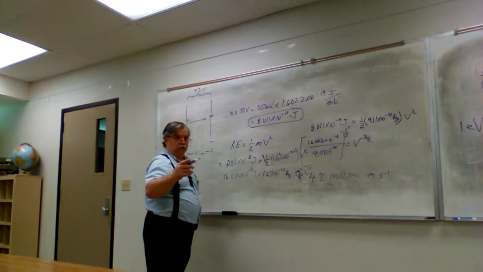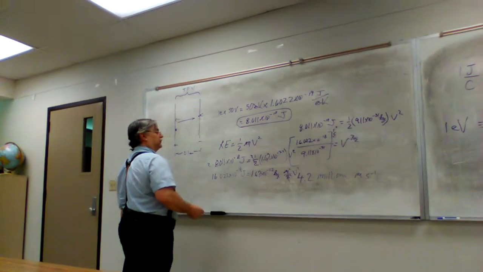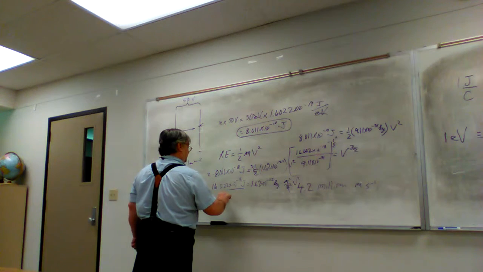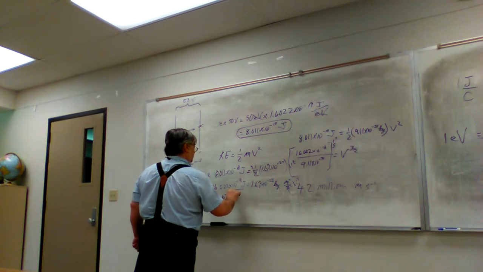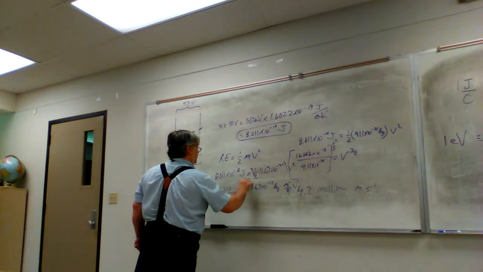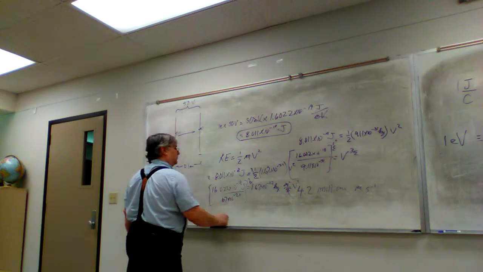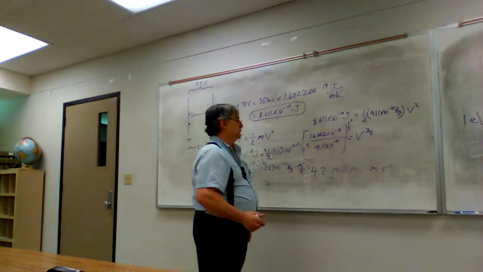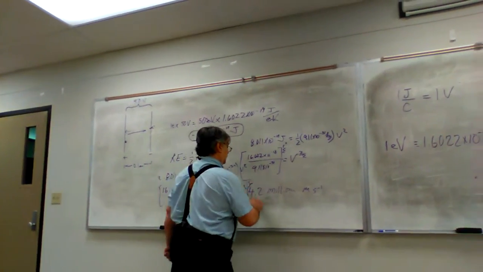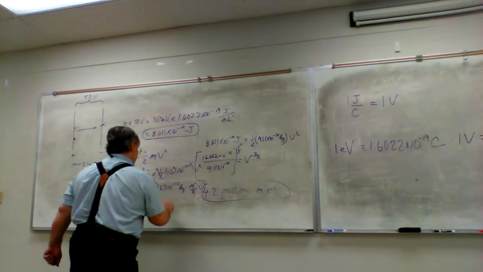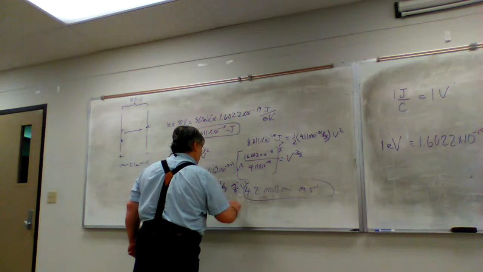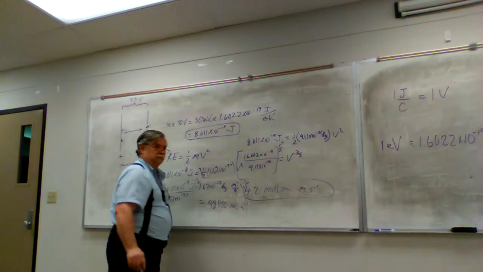We'll do those next, slowly, just to make sure. Divide this by 1.67 times 10 to the minus 27. Take the square root, and you get 98,000 meters per second.